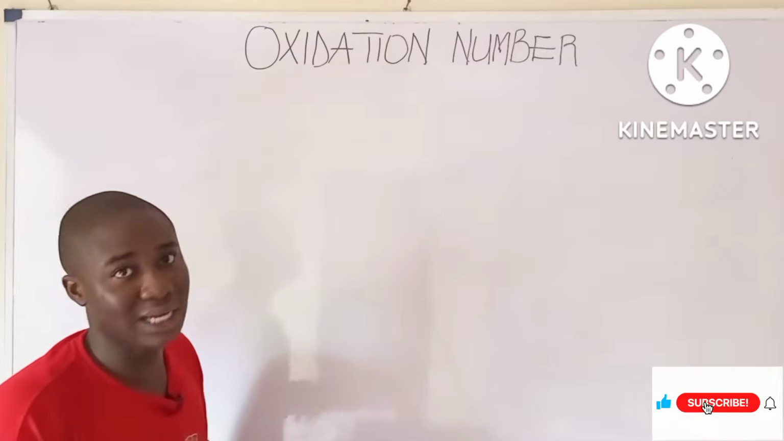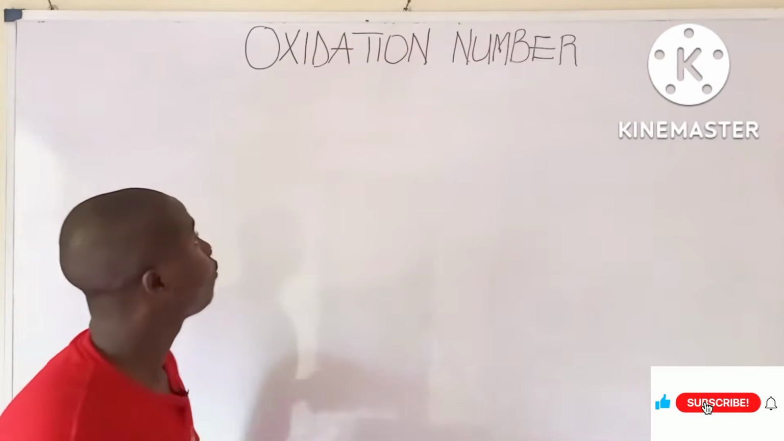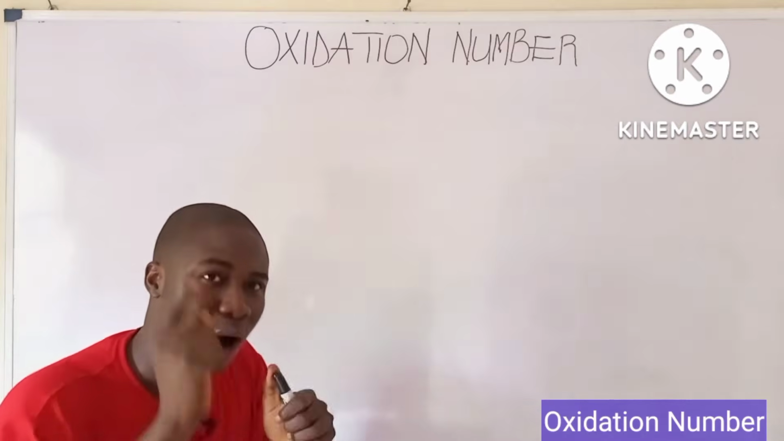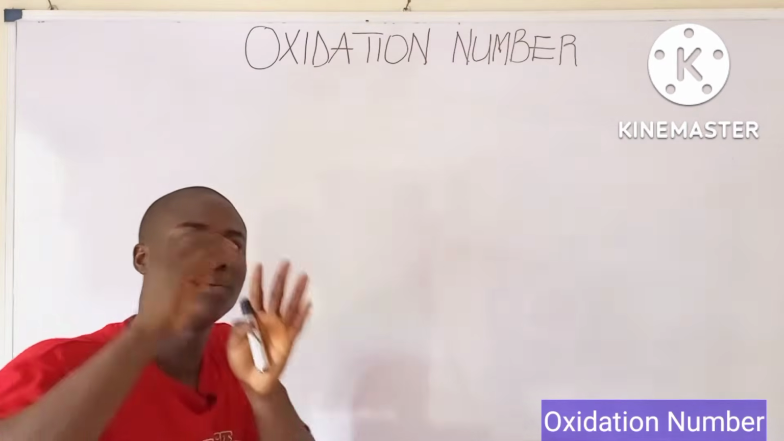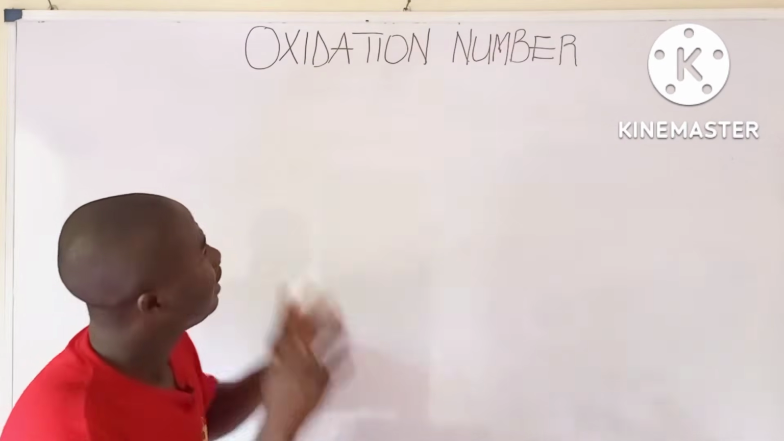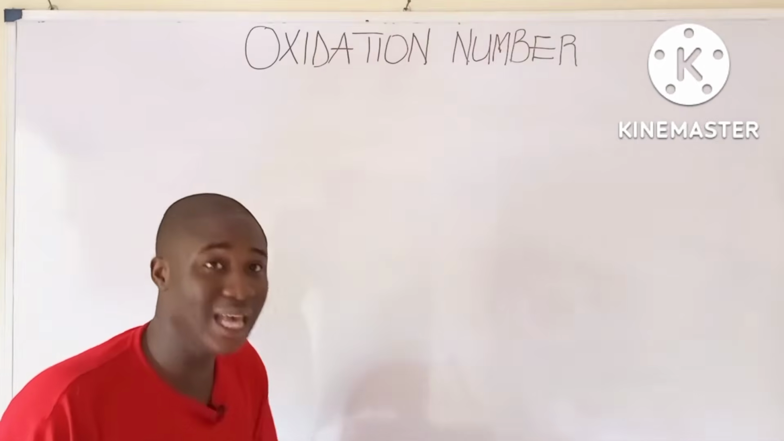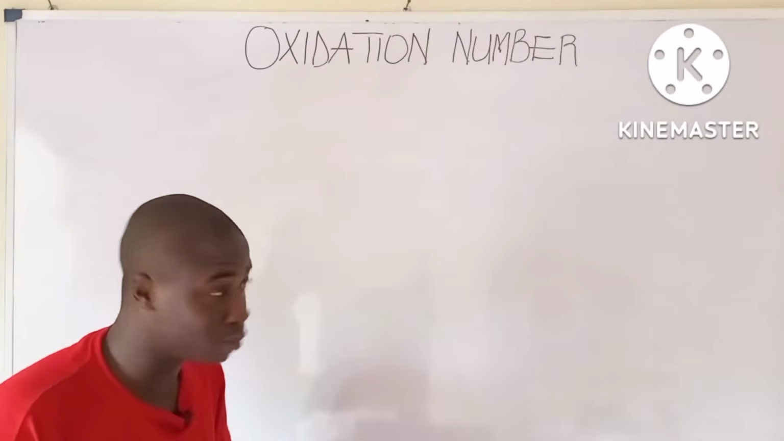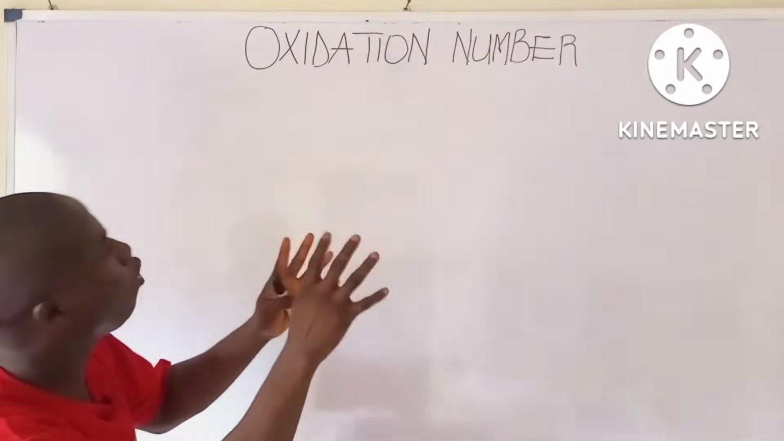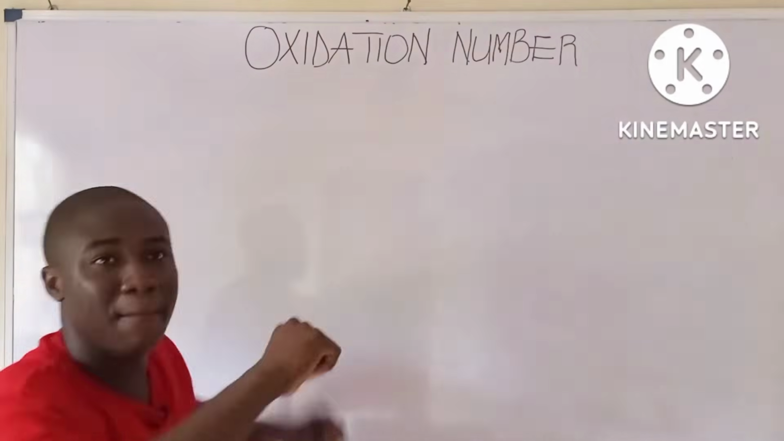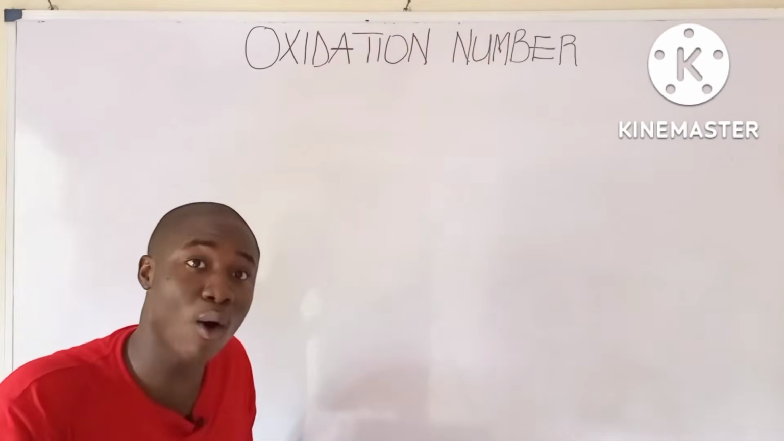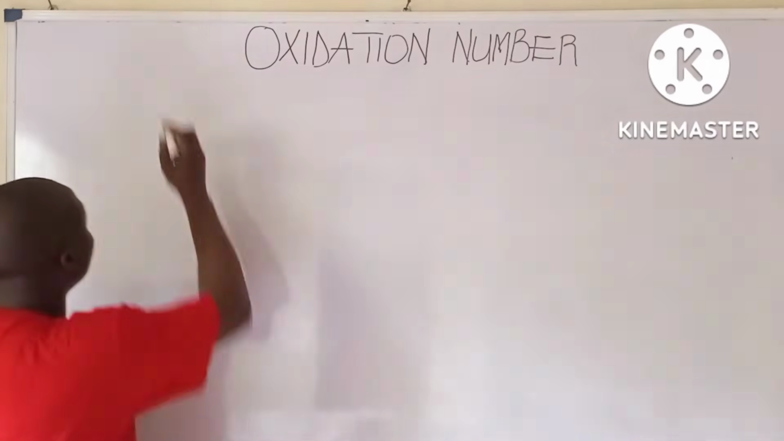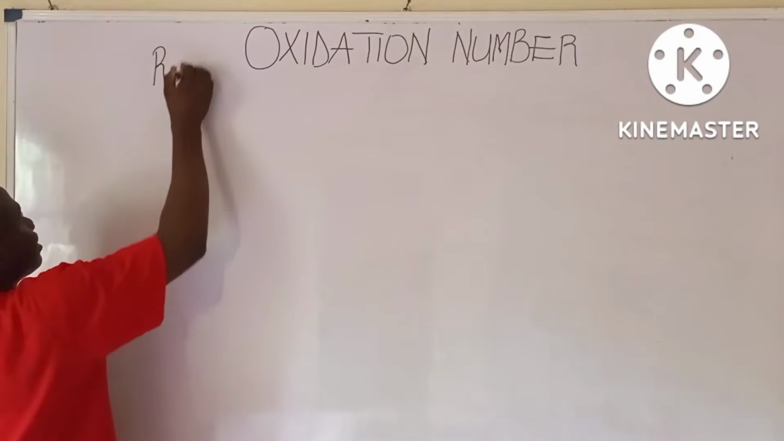In today's video lesson, I'll be teaching how to determine the oxidation number of a particular element in a given compound. To do this, we are to take note of 7 important rules. The 7 important rules will guide us in order to be able to determine the oxidation number of elements in a given compound. So the first of the rules we'll be discussing now is this.